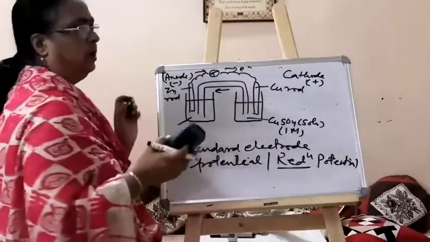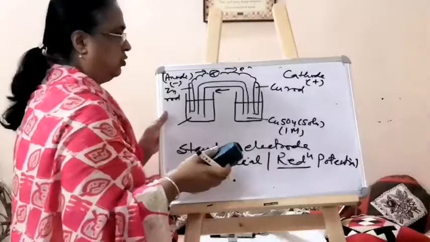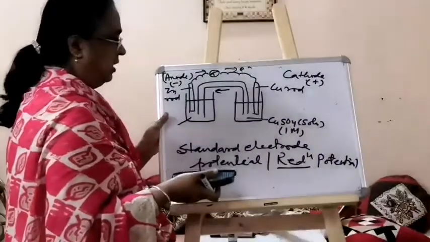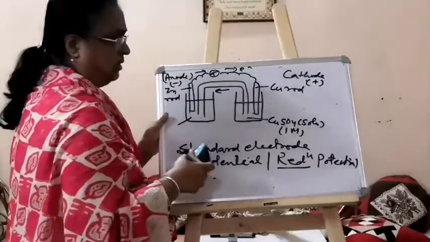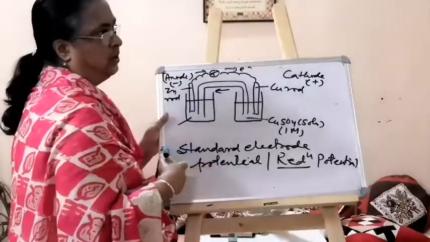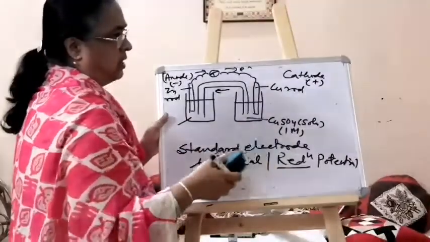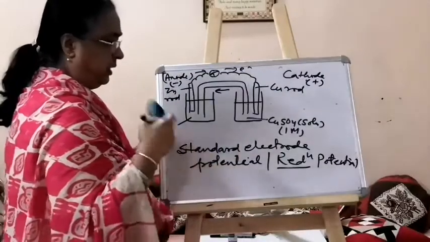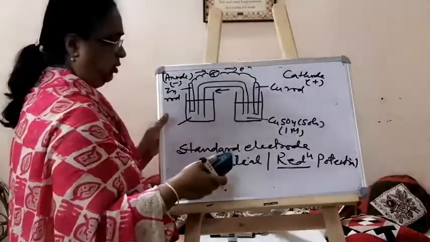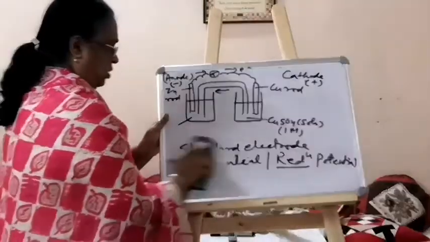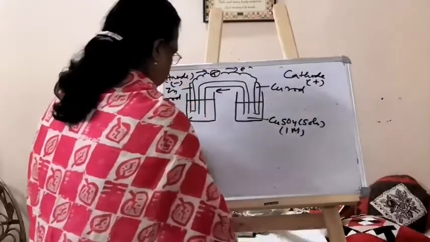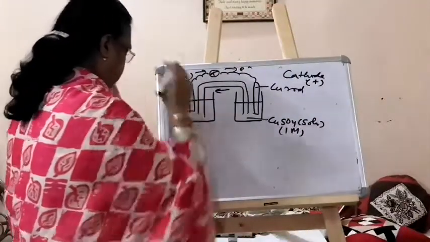Whenever you see a reasoning question or numericals, and the values given are oxidation potential or standard oxidation potential, you will convert that oxidation potential into reduction potential.